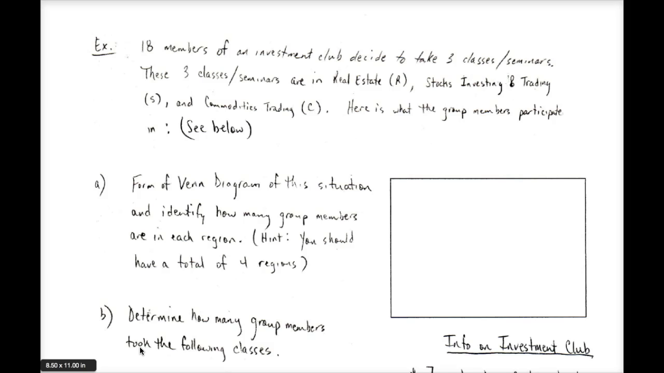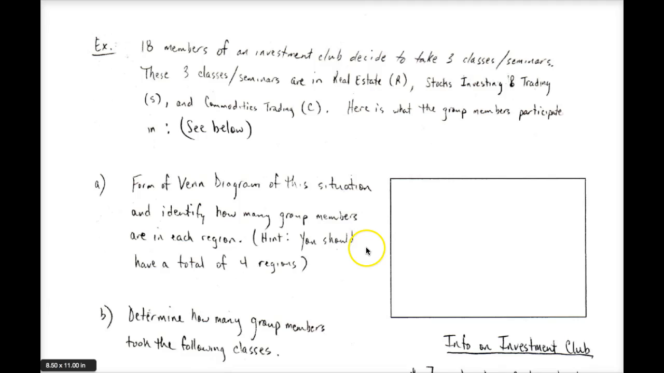So we have 18 members that are in an investment group and they decide to take 3 classes or seminars. One of the classes is real estate, the other one is stock investing and trading, and the last one is commodities. We're given information about what the actual members in the investment club did, and we're going to see that below.